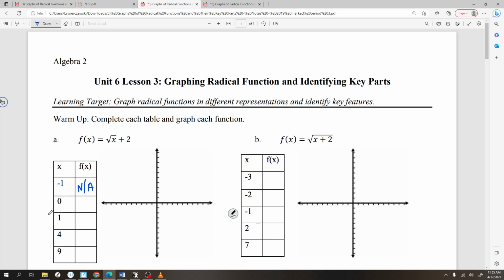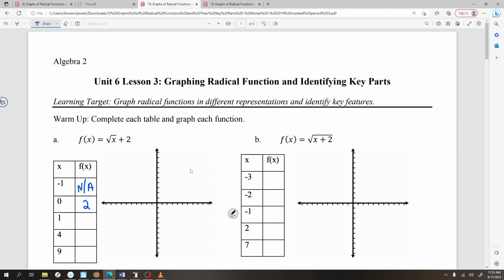When I plug in 0, Sarah, what is the square root of 0? 0, that is correct. What's 0 plus 2? 2. Awesome. Let's plug in 1. What's the square root of 1? That's the square root of -1.